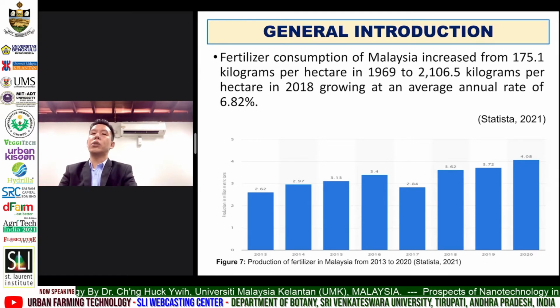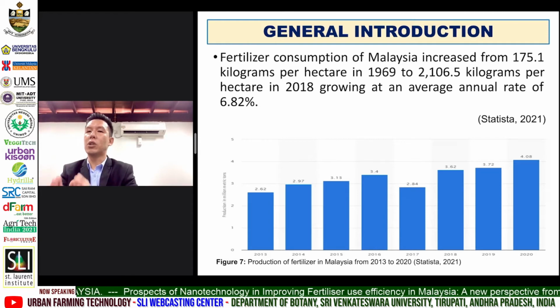In the year 2018, fertilizer consumption in Malaysia was approximately 2,106.5 kilograms per hectare. The fertilizer consumption of Malaysia increased from 175 kilograms per hectare in the year 1969 to 2,106.5 kilograms per hectare in 2018, growing at an average annual rate of 6.82%. This indicates that there is a significant increase in the fertilizer demand in Malaysia every year.